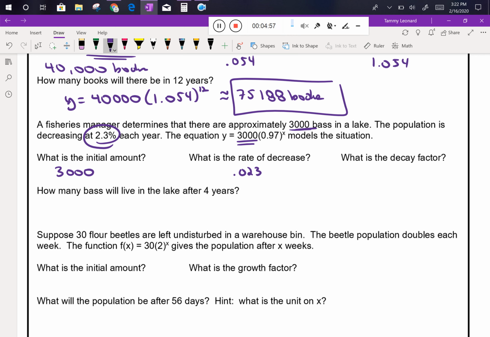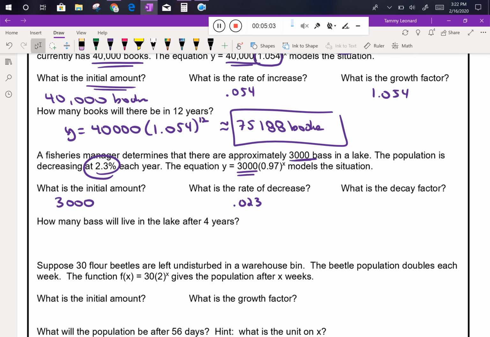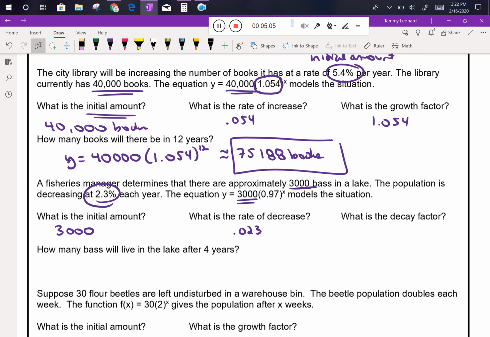And then we're asked, what's the decay factor? Now notice before we were asked for a growth factor. This time we're asked for a decay factor. So a growth factor happens when we're increasing, but a decay factor happens when we are decreasing.